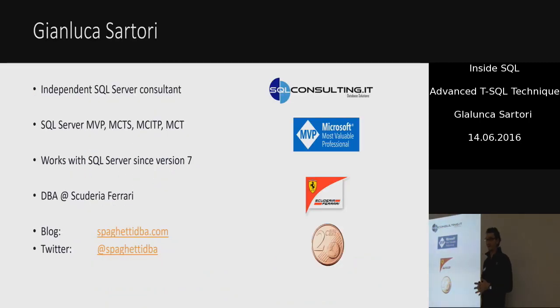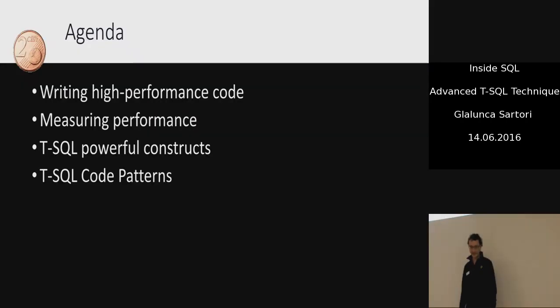And a few words about me. My name is Gianluca Sartori, and I'm a SQL Server MVP. I've been working with SQL Server since version 7. And now I'm working as a DBA at a Formula One team. My blog can be found at spaghettidba.com. And if you want to follow me on Twitter, my handle is @spaghettidba.